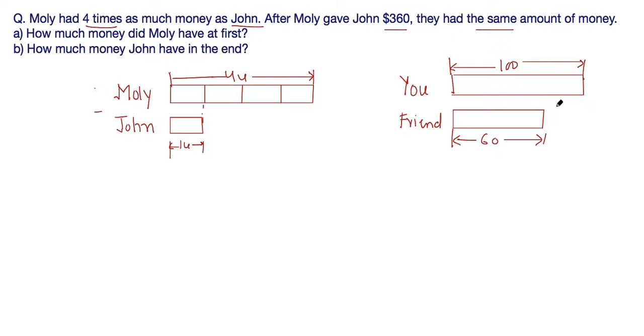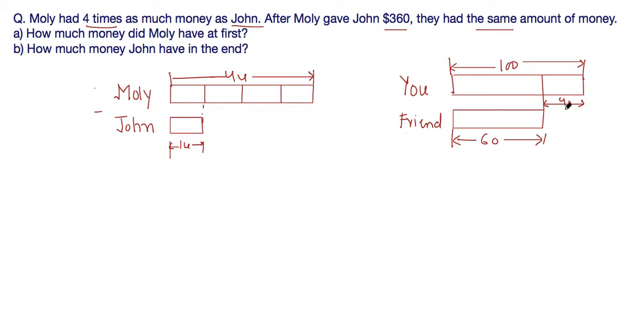Okay, what will you do? So the first thing you will do is to find the difference. First thing you should know, like how much you are more than your friend. So how do we find this? Obviously you are 100, your friend is 60, so you are how much more? 100 minus 60, you are 40 more, right? So you can show it here, you're 40 more, right?